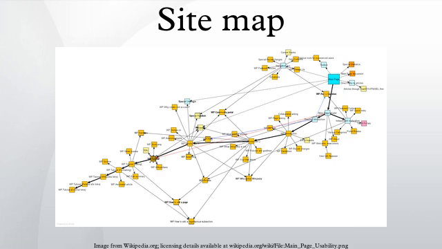A sitemap is a list of pages of a website accessible to crawlers or users. It can be either a document in any form used as a planning tool for web design, or a web page that lists the pages on a website, typically organized in hierarchical fashion.